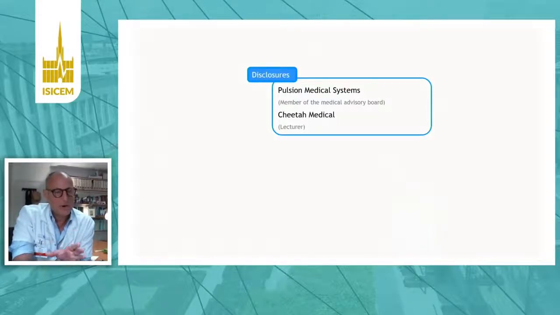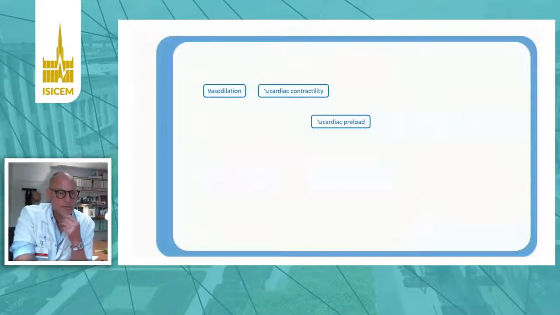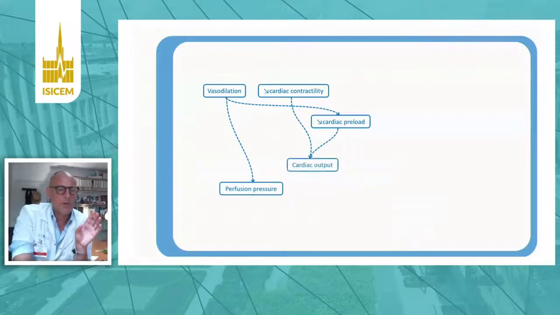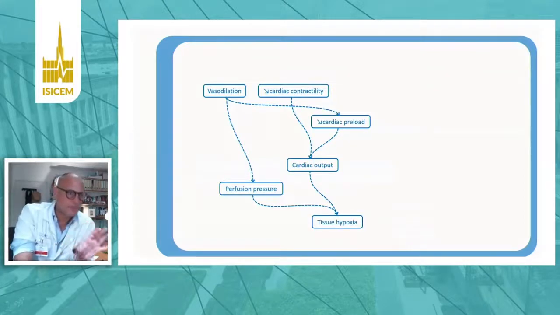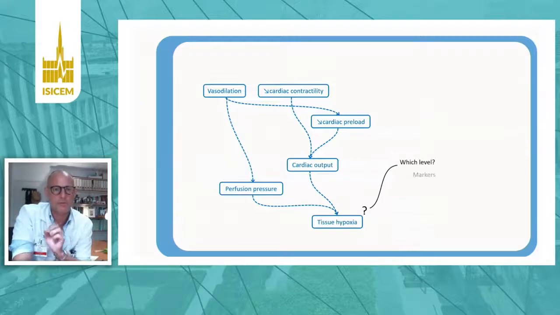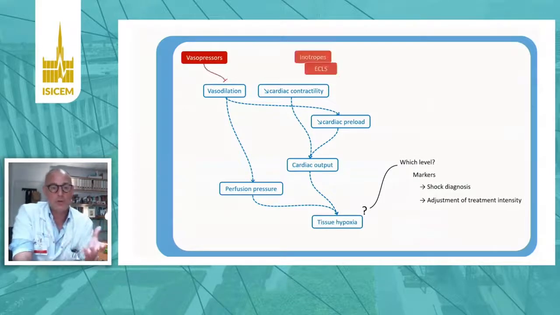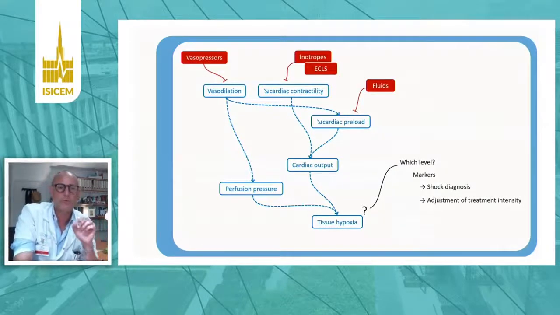And how do I assess tissue hypoxia? What are we speaking about? In fact, during circulatory failure, the vasodilation, the decrease in cardiac contractility, and the decrease in cardiac preload may induce a decrease in the perfusion pressure and of cardiac output, leading to tissue hypoxia. And we need to know the level of tissue hypoxia in order to detect shock, but also to adjust the dose, the intensity of our treatments.